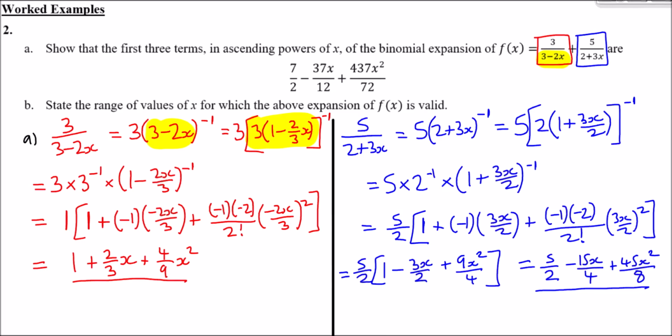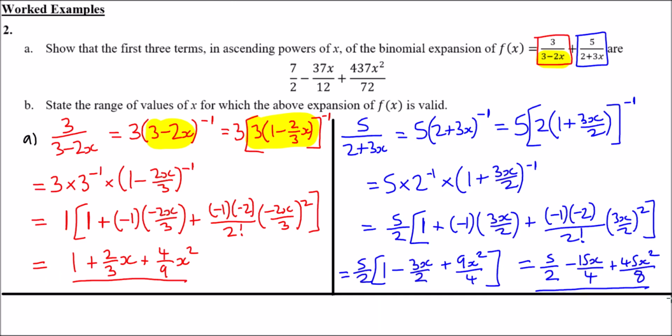This step is actually fairly straightforward because we have all the raw ingredients in front of us. We've got the constant terms, a combination of 1 and 5 over 2, the x terms, a combination of 2/3 and minus 15 over 4, and the x squared terms, which are a combination of 4/9 x squared and 45 over 8 x squared. So the next step is, relatively speaking, fairly simple. What we can say here is, therefore, f of x is approximately 1 plus 5 over 2.